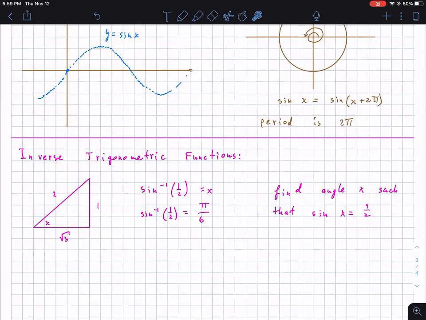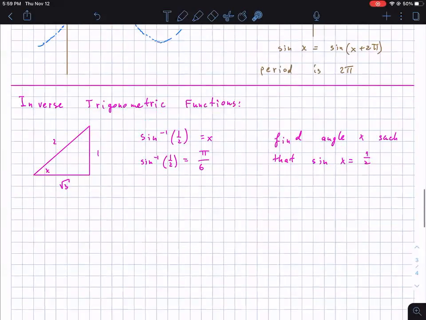Wait, can you explain how you got pi over 6 again? Well, I just know it. But it's from a special right triangle. Because we want to find some angle x so that its sine, opposite over hypotenuse, is equal to 1/2, right? So if you draw this triangle, if this is 1, then this is 2, this is square root of 3, and you recognize this as your special right triangle, so this angle has to be pi over 6, or 30 degrees. Ariana, you on board?